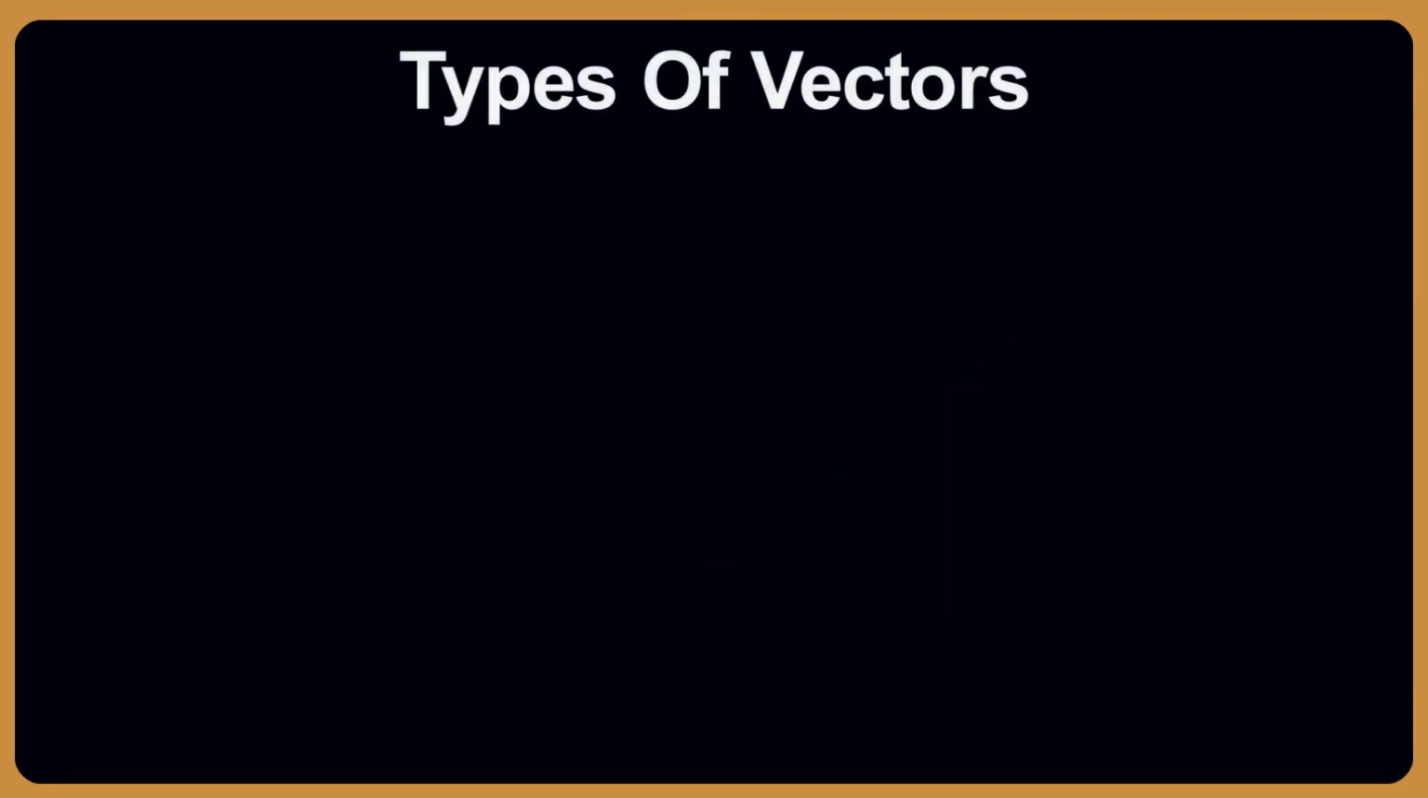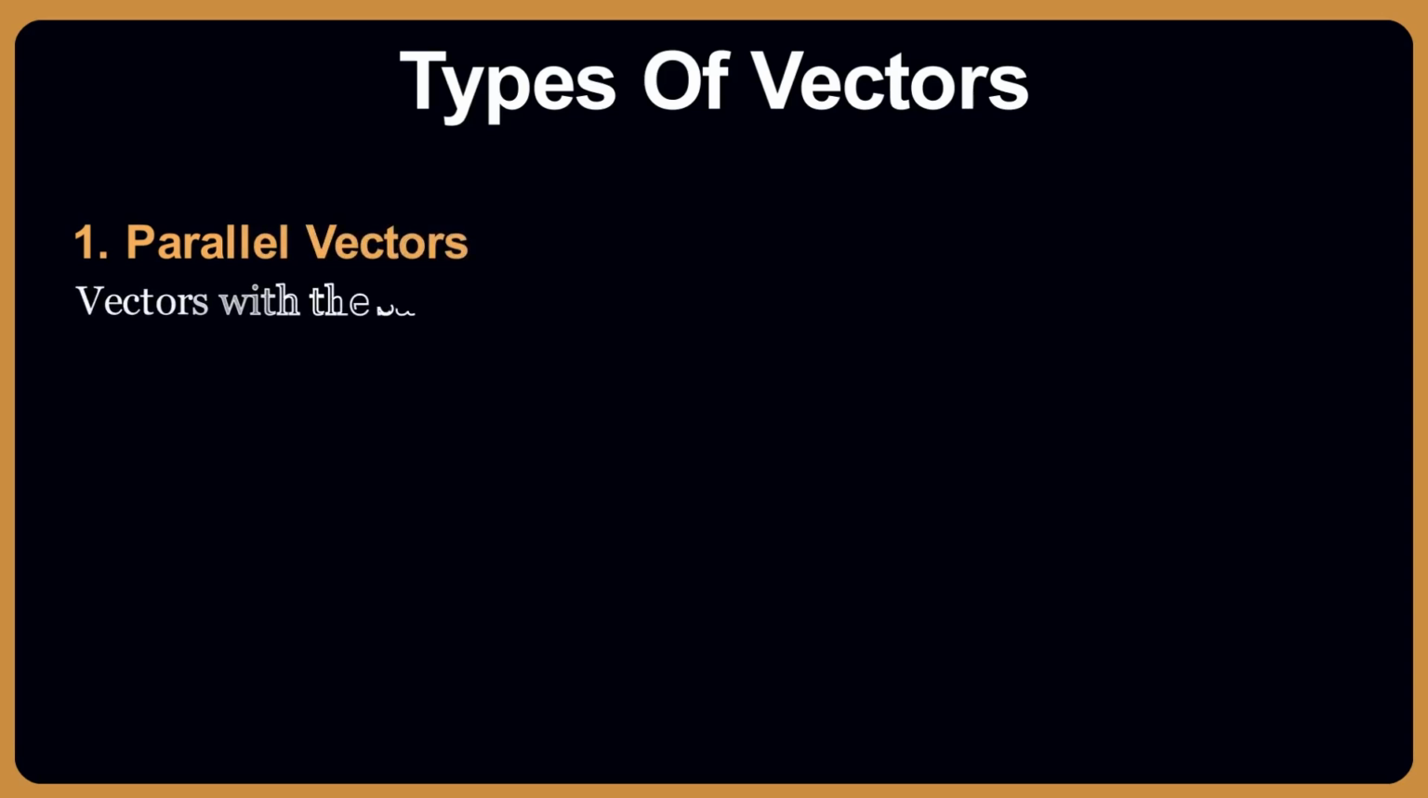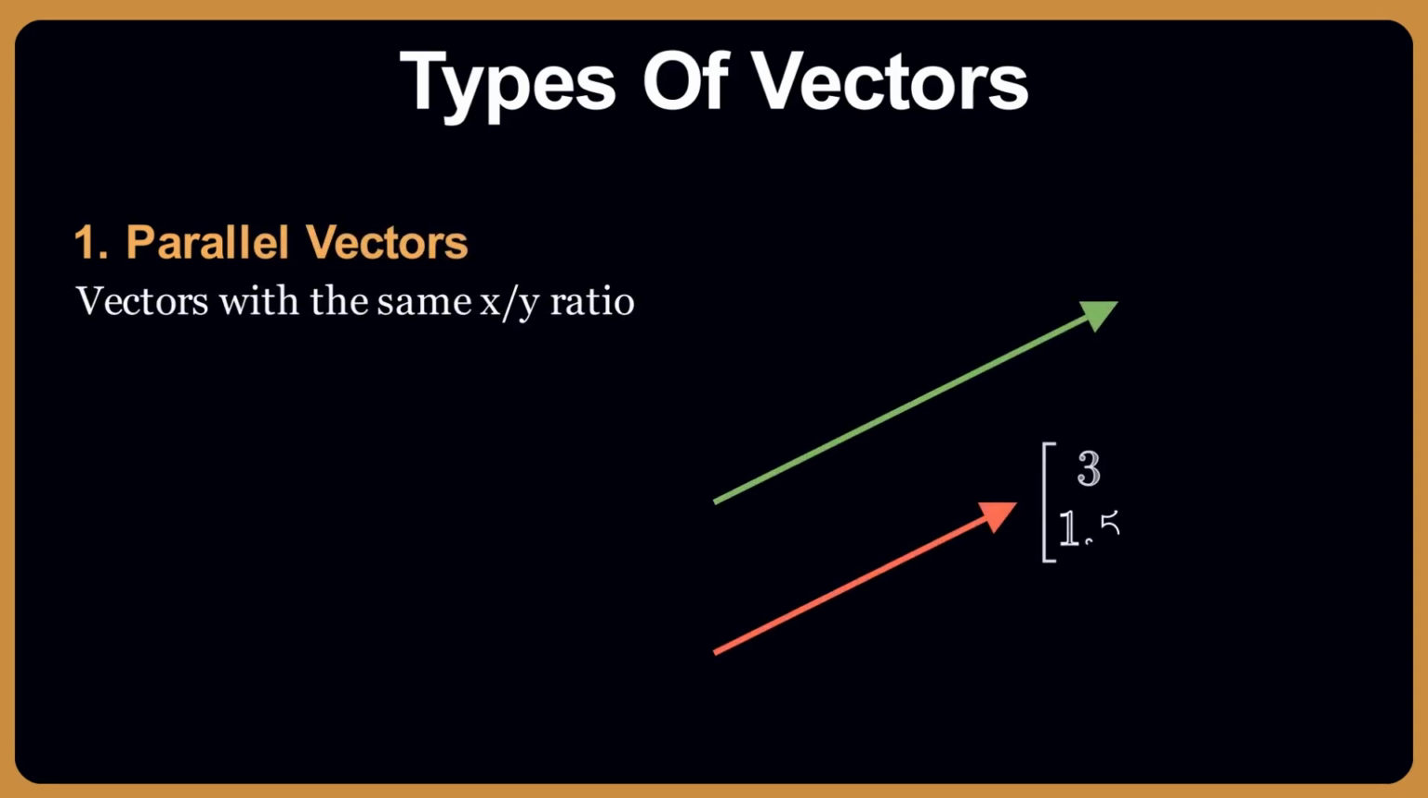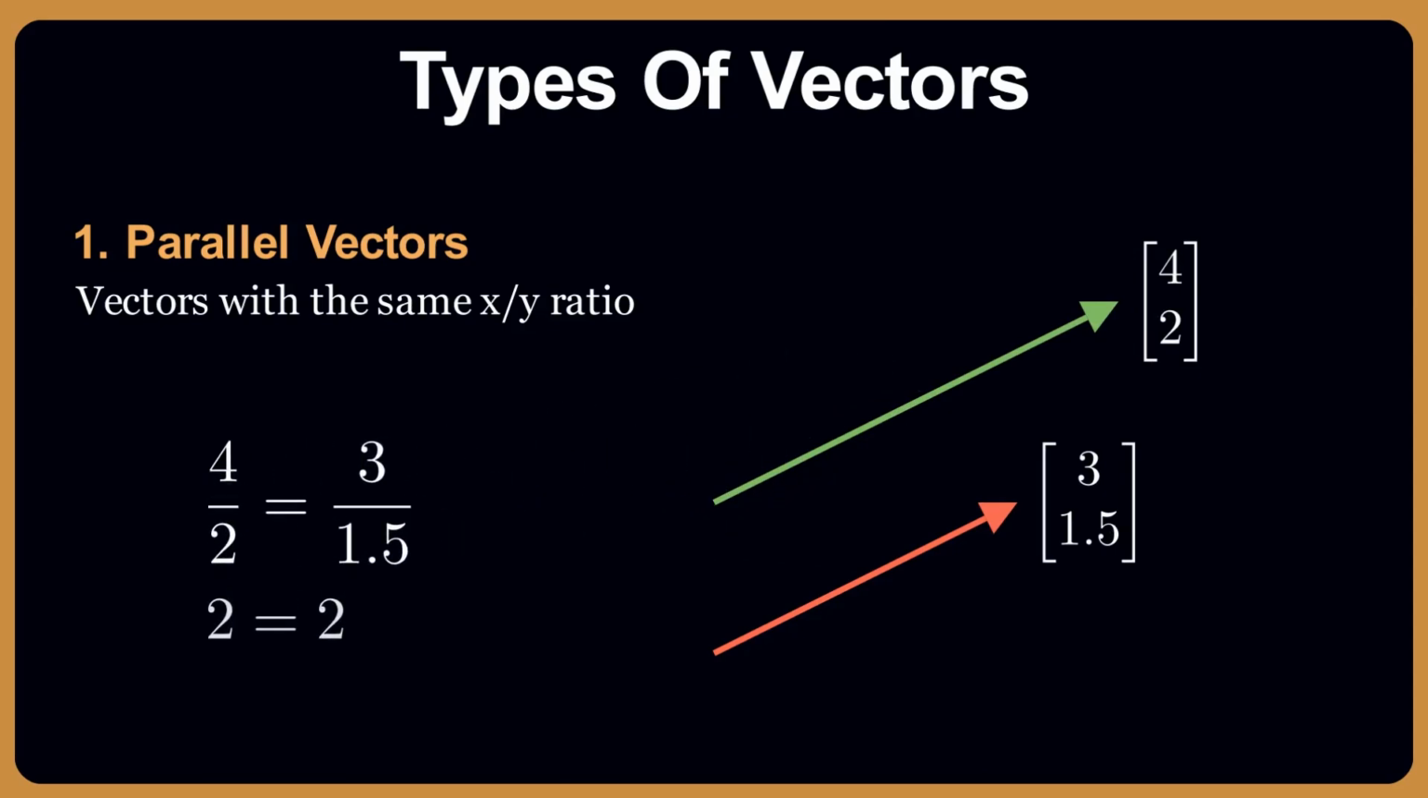Types of vectors. Parallel vectors are vectors with the same ratio. Ratio is calculated by dividing x by y. For example, these two vectors are parallel because their ratio is the same.